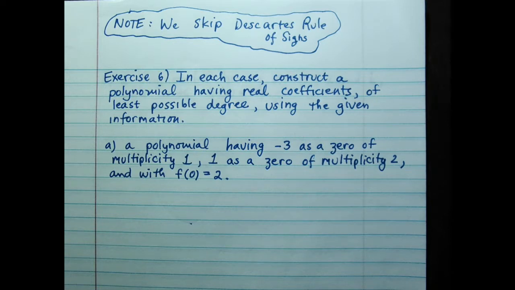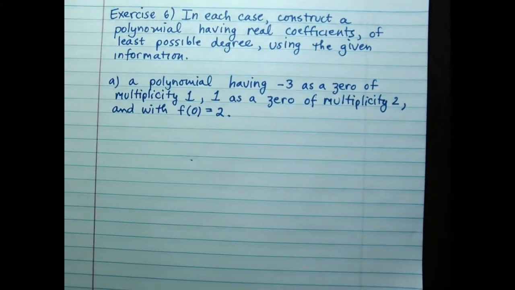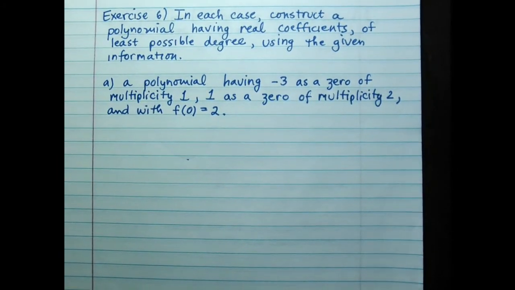So let's move on to this exercise 6 that has different parts to it. They're really separate problems. We're just using the same instructions over and over again. So in each case, construct a polynomial having real coefficients of least possible degree using the given information. So in part A, we want to describe a polynomial having negative 3 as a zero of multiplicity 1, 1 as a zero of multiplicity 2, and we want f of 0 to be equal to 2.